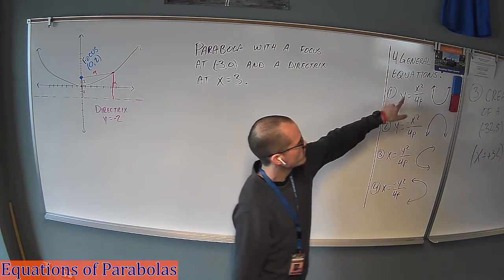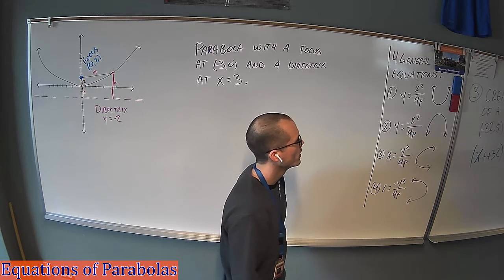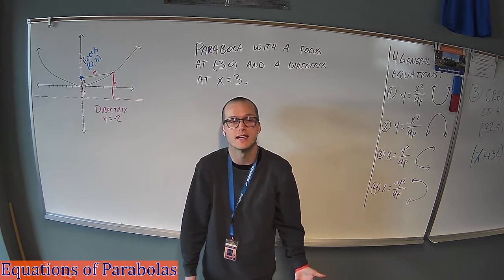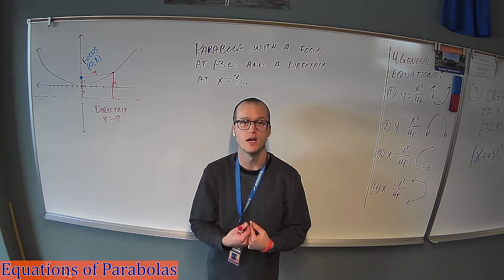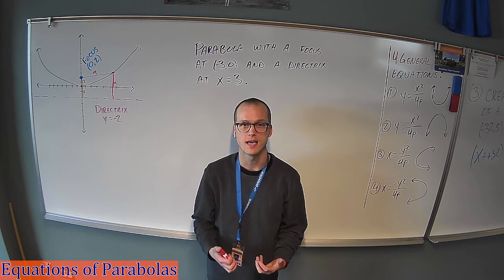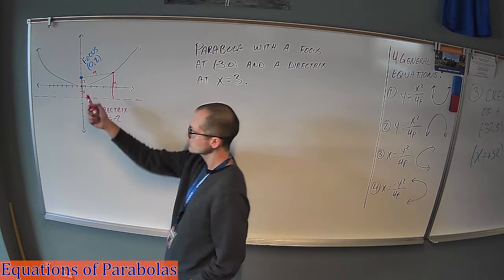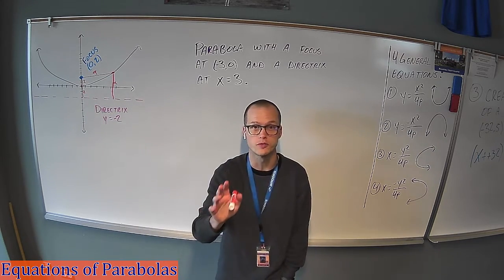So it's y equals x squared over 4p. X and y stay the same. X and y are just going to stay x and y. So our task is to find what the p value is in this case. Now the p value, that represents the number. In this case, it happens to be 2, spoiler alert.